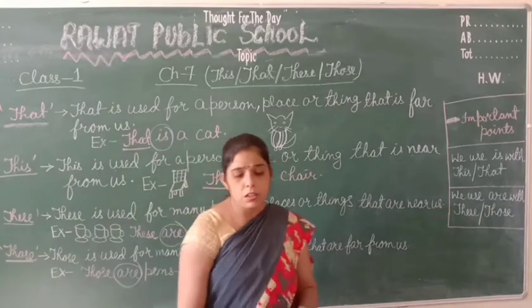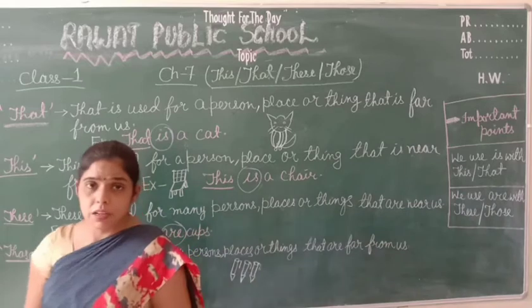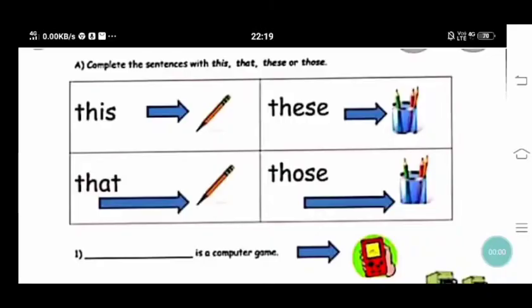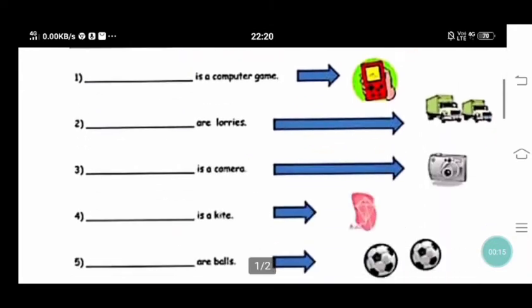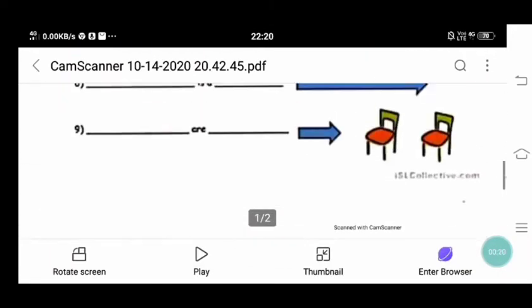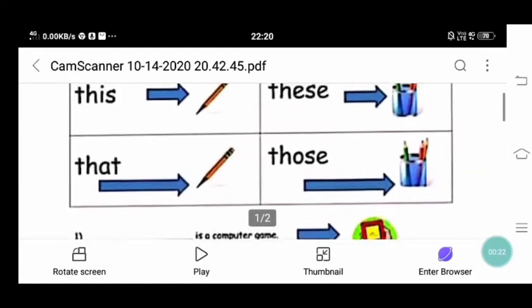Okay, so now I think you have cleared that points. Once again you will read this and practice this. So students, I hope you must have understood using of this, that, these, those. Now we will do practice of this, that, these, those with these worksheets. Here I am giving 2 worksheets. Okay, so now first you look here.